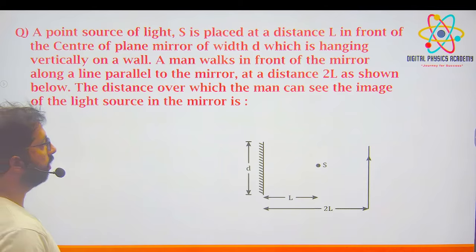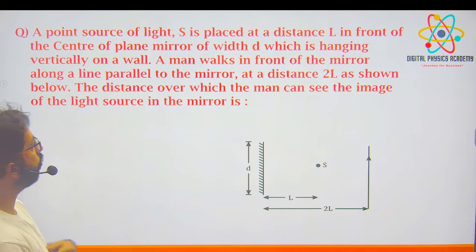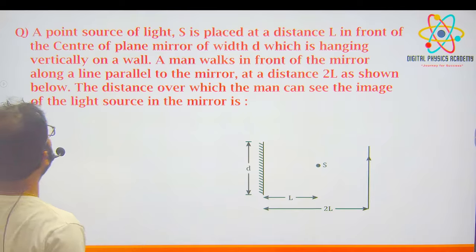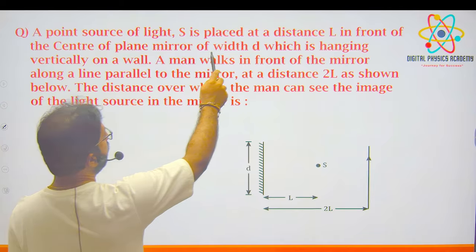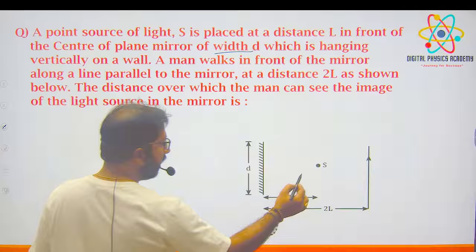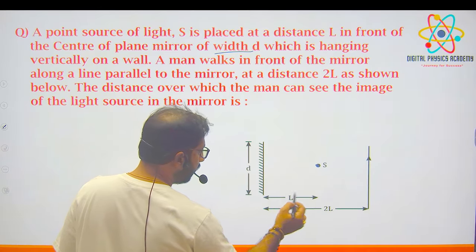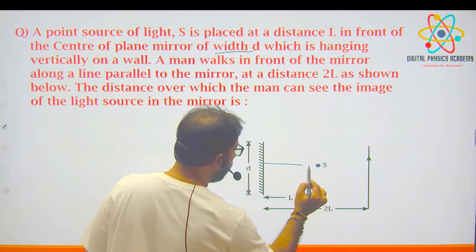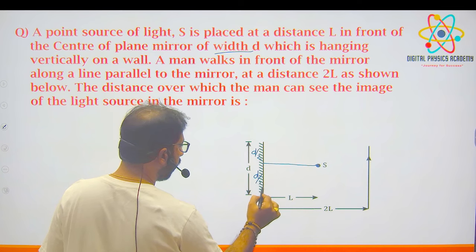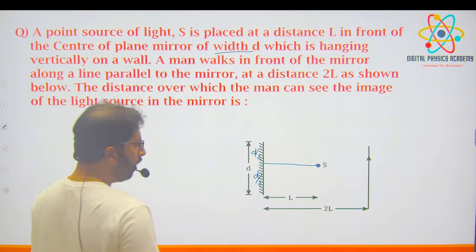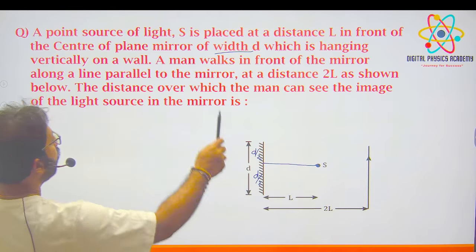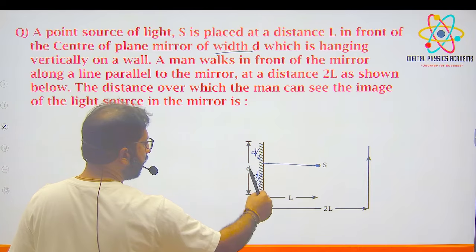Okay, now next one. देखो, a point source of light is at a distance L in front of the center of the plane of the width D of the mirror. देखो, mirror is there, उसका width is how much? D, and this is placed exactly center में, right? Center of the mirror also. मतलब this is D by 2, this is D by 2, right? Source is placed at the center, and this distance also L. This mirror is hanging vertically on the wall.